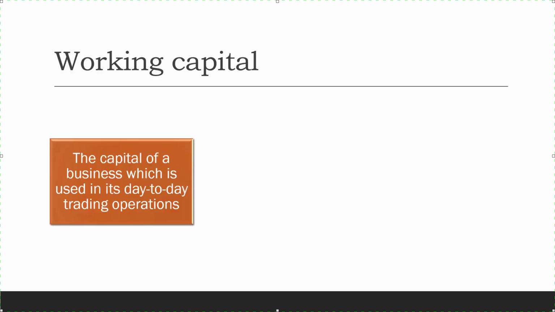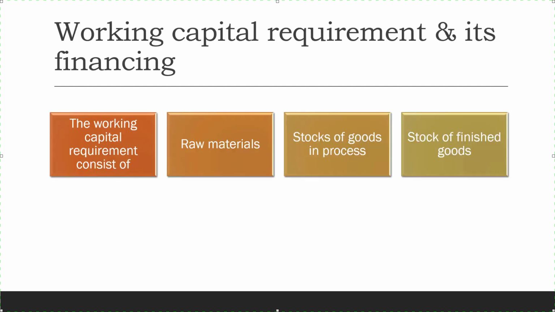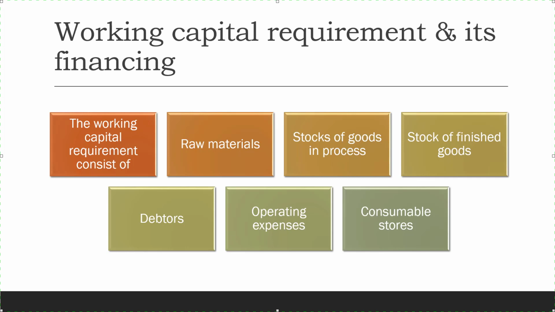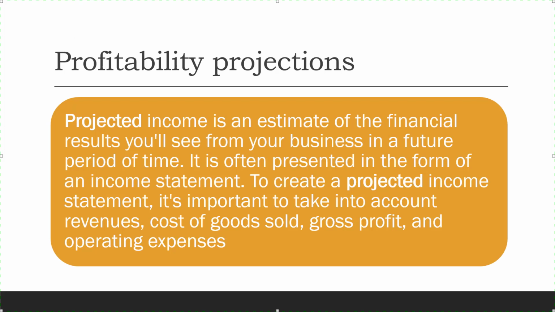Cost of production also, we can skip at the moment, okay. Then the working capital requirement, which will be again discussed when we do it. So basically, if you look at this, this is all the working capital. That is the raw material, stocks of goods in process, stocks of finished goods, debtors, operating expenses, consumable stores. So you have all that stuff in your business, okay. So that needs to be financed from your capital, or you're going to borrow money from the bank and take a bank overdraft or a credit limit, okay. So sources of working capital. So this is also we are going to do.